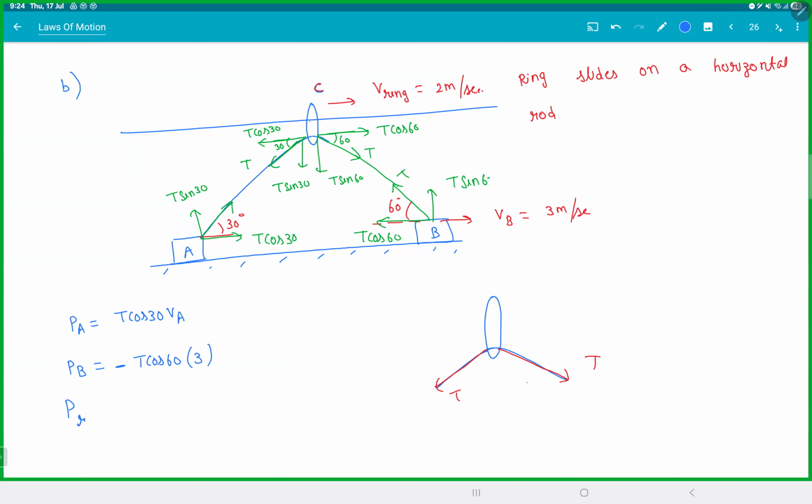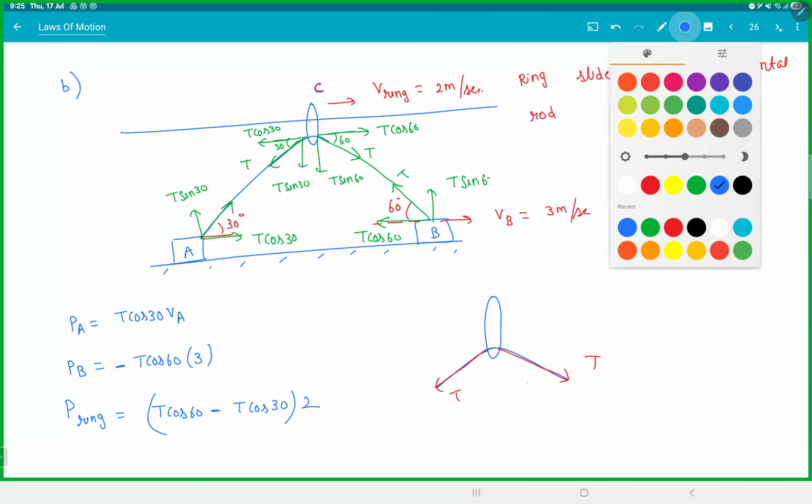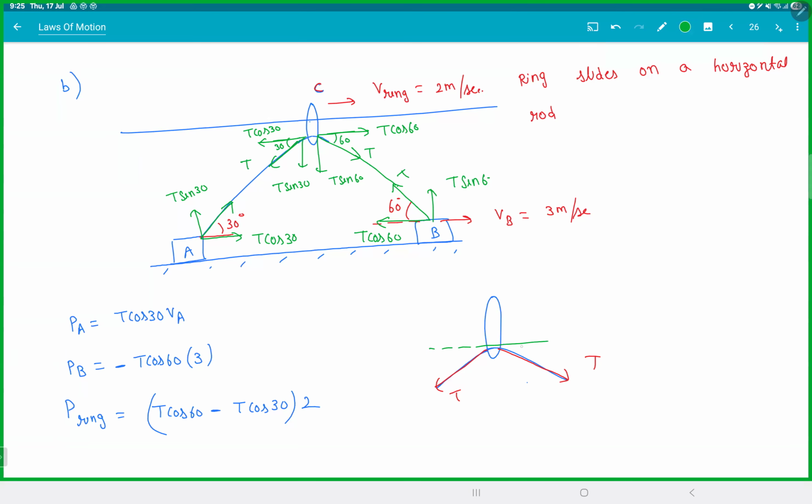Power of the ring. Now remember, there are three systems here. Total power has to be 0, the ring and the two blocks. Now on the ring, the tension in the forward direction is T cos 60 minus T cos 30 into 2. Is that making sense, everyone? This was 60 and this was 30. So this component was T cos 60 forward and this component was T cos 30 backward. I won't take the perpendicular component, it is useless. Any doubts on these three powers, please ask me.